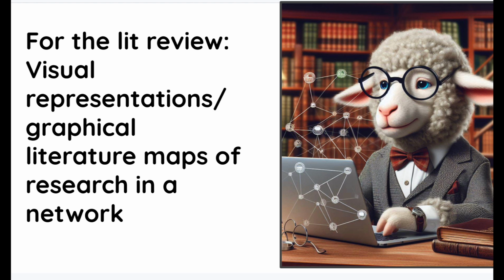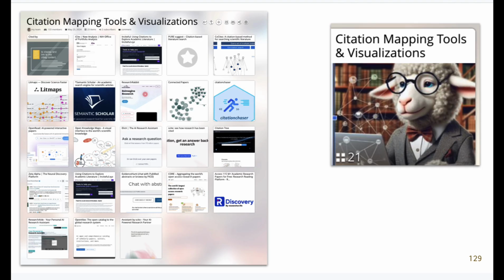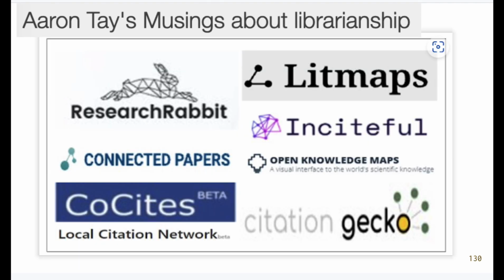For academics, and actually for high-level high school students, the lit review may be a thing. Lit reviews as well as graphical representations, literature maps of how papers are connected. So it might be a good idea for you to take a look at some of these if you're working with high-level researchers. This is a list of citation mapping and visualizing tools. This is Aaron Tay's list of such tools.